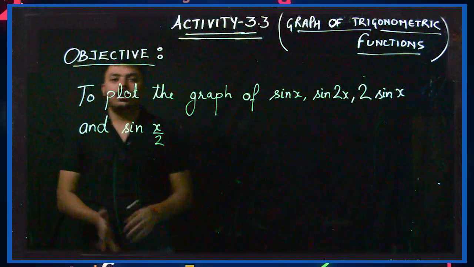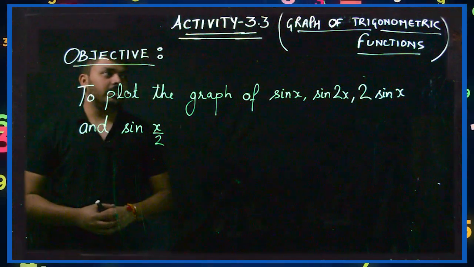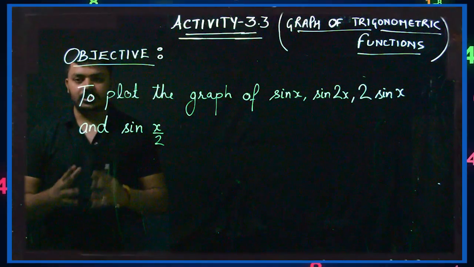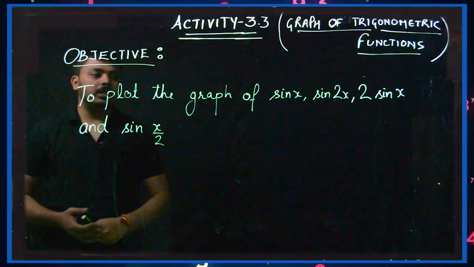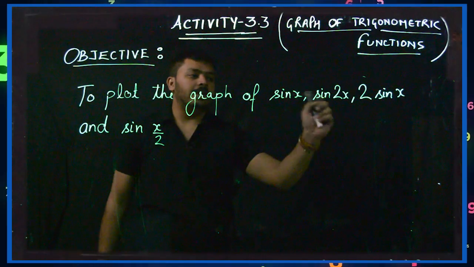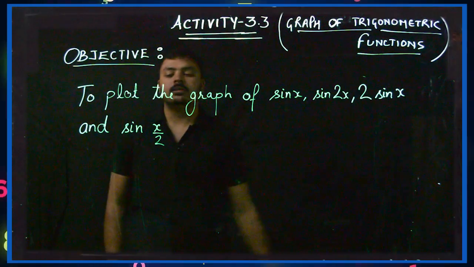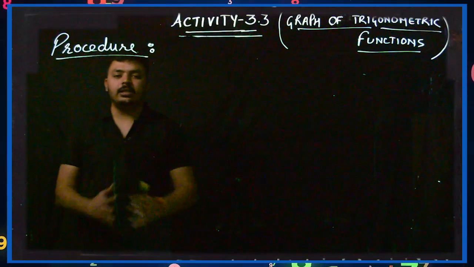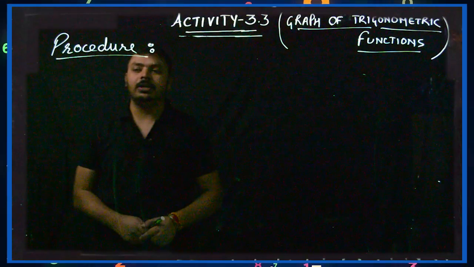So students, now let's start activity 3.3, graph of trigonometric functions. Our objective for this activity is to plot the graph of sin x, sin 2x, 2 sin x and sin x by 2. So students, now let's see the procedure for the given activity.